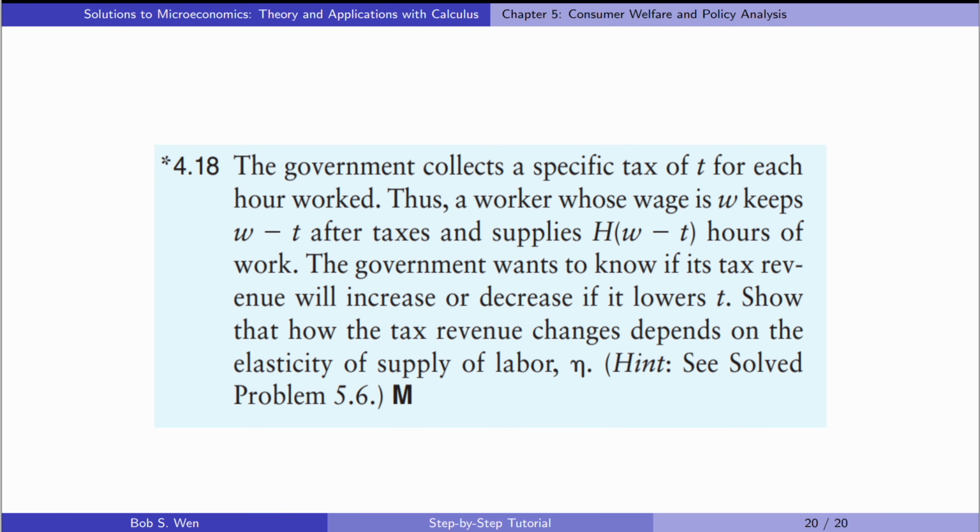Let's jump to exercise 4.18. The government collects a specific tax of T for each hour worked. Thus, a worker whose wage is W keeps W minus T after taxes and supplies H hours of work. The government wants to know if its tax revenue will increase or decrease if it lowers T, so that how the tax revenue changes depends on the elasticity of the supply of labor, eta.